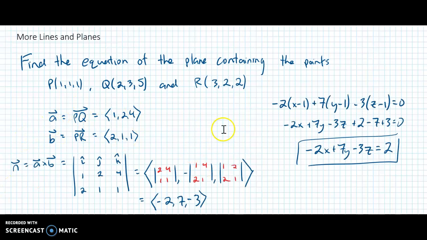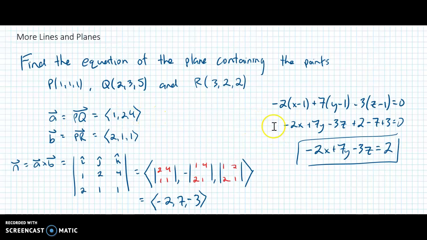Here it is. I got negative 2x plus 7y minus 3z is equal to 2. One way you can check your answers is if this thing contains all these points, you should be able to plug them all in to this left side, and get 2 out. So for example, if I plug 1, 1, 1 in, notice I get negative 2 plus 7 minus 3, and that in fact gives me 2. If you were to check it for these other 2 points, it would work. So it definitely does contain those 3. And you can do that check on your own.